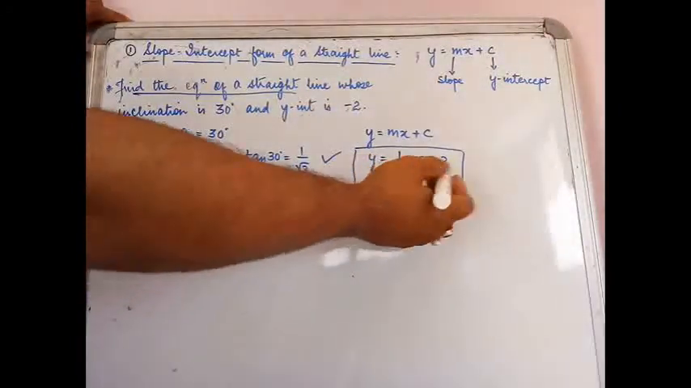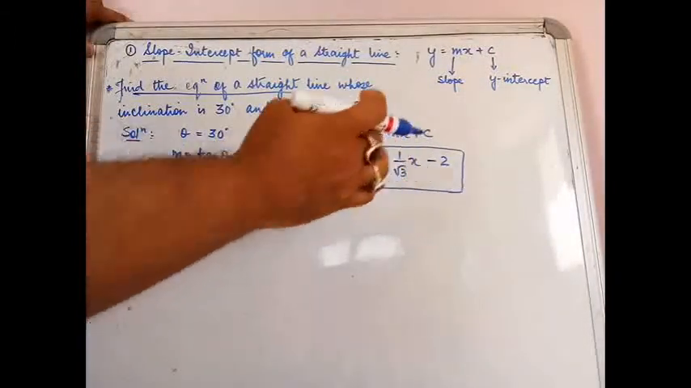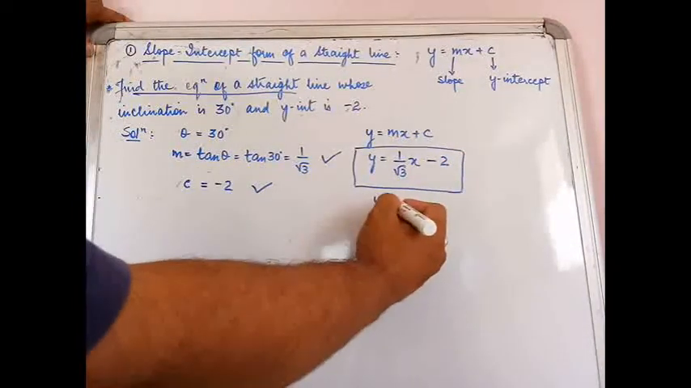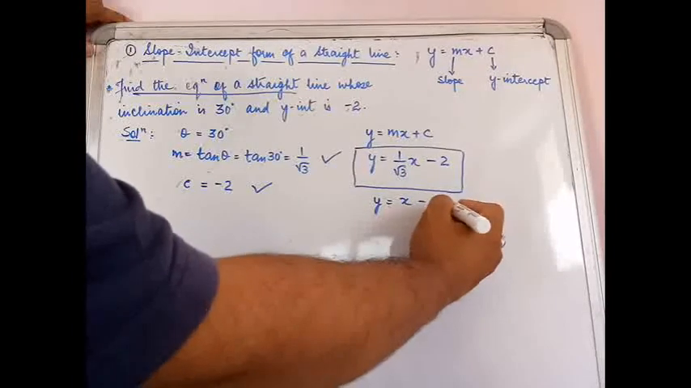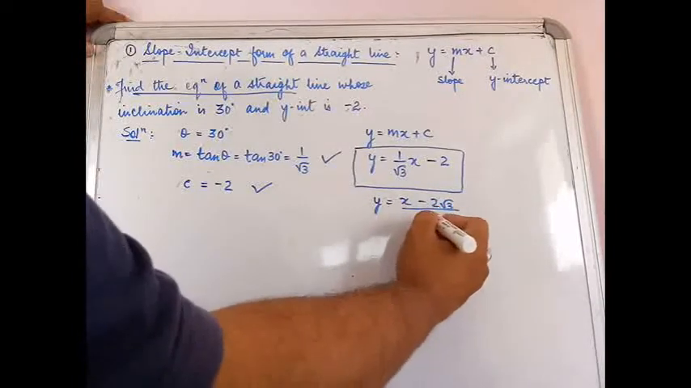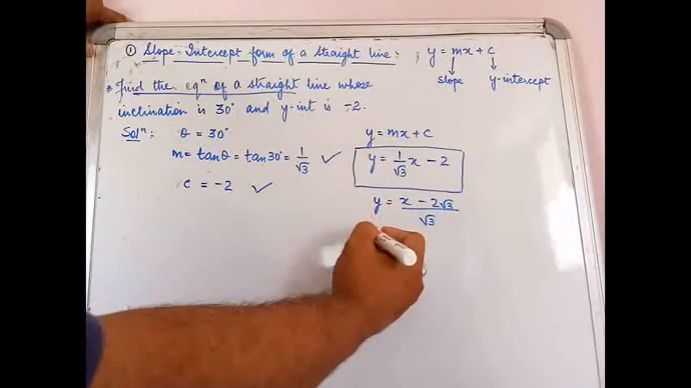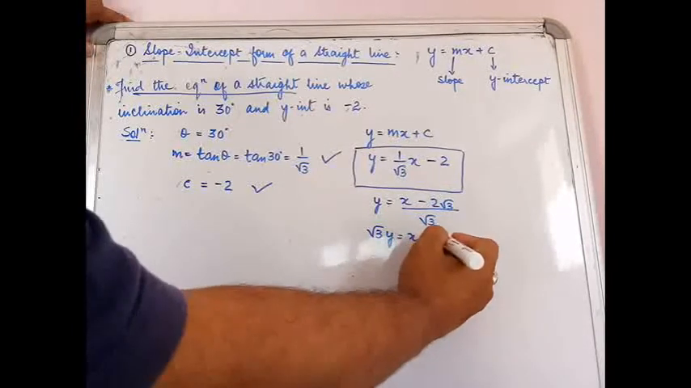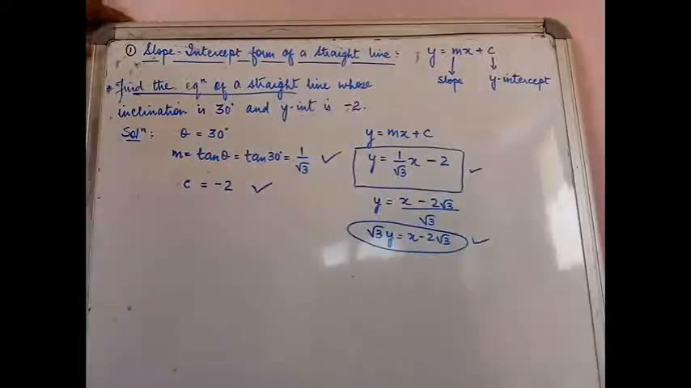If you want, you can take the LCM and bring root 3 to this side also. y is equal to mx plus c, so this is the equation of that straight line. If you want to cross multiply after taking the LCM, you will write it like this: x minus 2 root 3 upon root 3. So I have taken the LCM as root 3. This root 3 comes to this side, so you will have root 3 y is equal to x minus 2 root 3. So this is also correct, this is also correct.